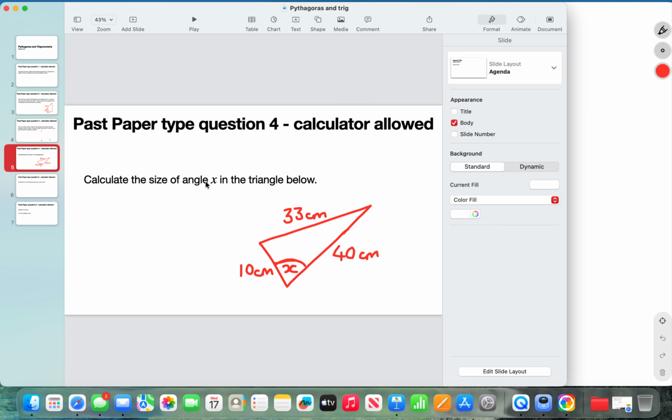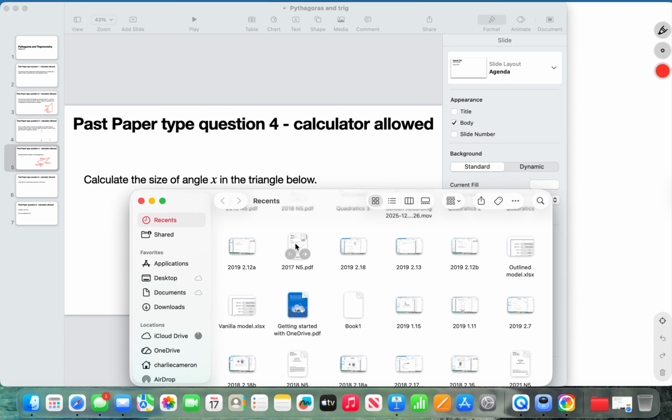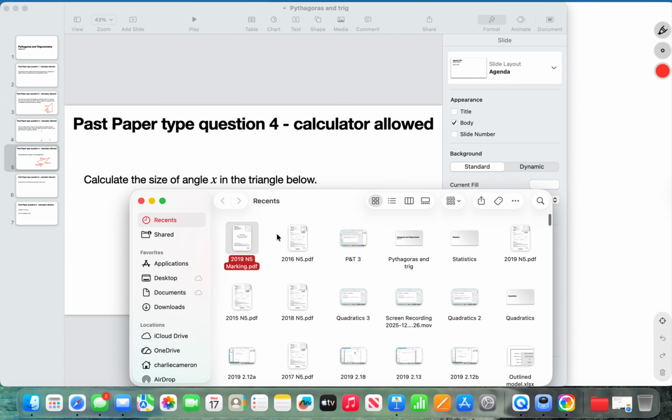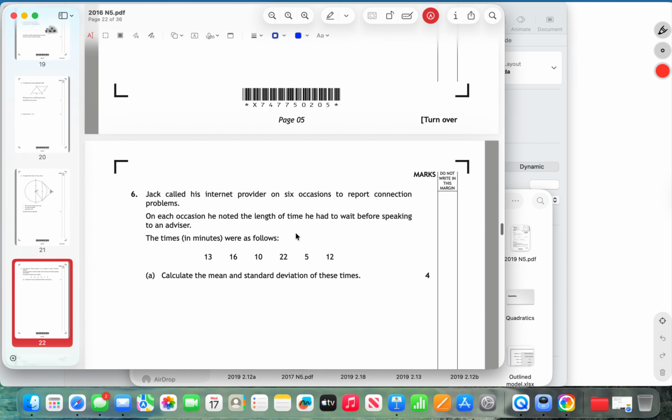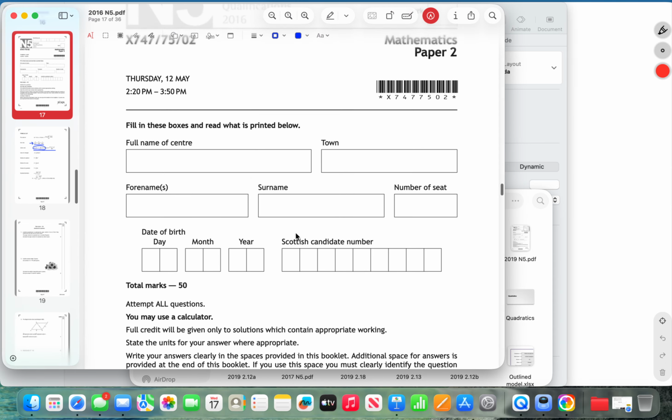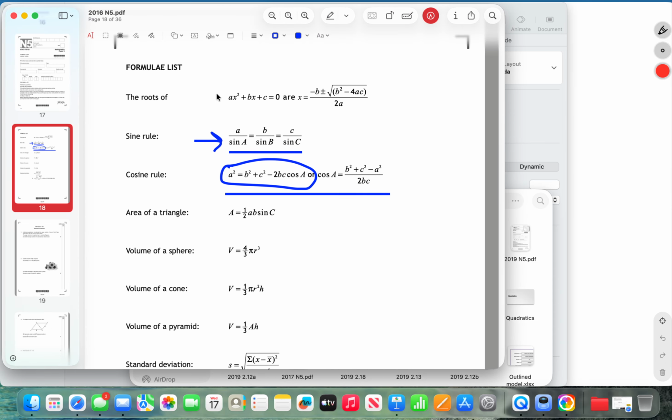So we have to use the non-right angled stuff, i.e. the sine and cosine rules that you get on the front page of the exam. So this was the old exam paper, but these are the exact same equations, the formulas that you get. You've got the sine rule and the cosine rule.